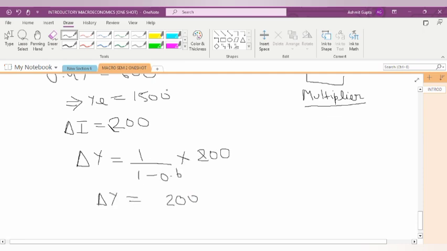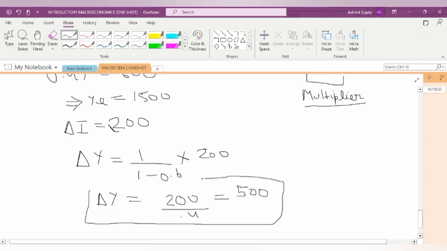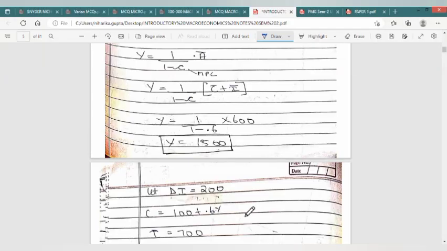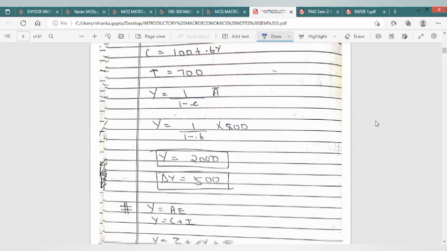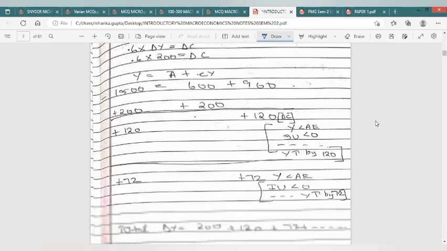200. We have this as 200 upon 0.4, which comes out to be 500. So this is the use of a multiplier. We can calculate the change in equilibrium level of income with the help of multiplier. So this is something important.